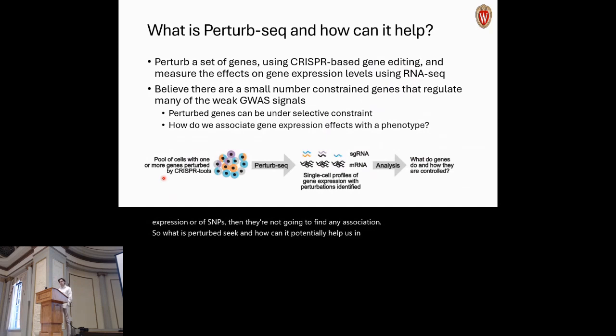In Perturb-seq, we perturb a set of genes using CRISPR-based gene editing and measure the effects on downstream gene expression levels using RNA sequencing. Our hypothesis is that there are a small number of constrained genes that regulate many of the weak GWAS signals. And so we can potentially use Perturb-seq to find these constrained genes by integrating that data with GWAS data. Perturb-seq genes can be under selective constraint, so we can find these genes that GWAS and TWAS cannot find. But in Perturb-seq, we have RNA sequencing data and gene expression, and we need to somehow associate these effects with the phenotype.